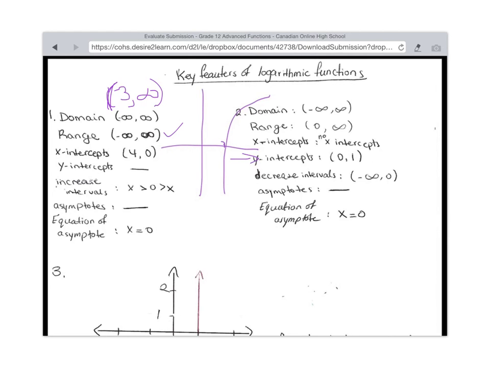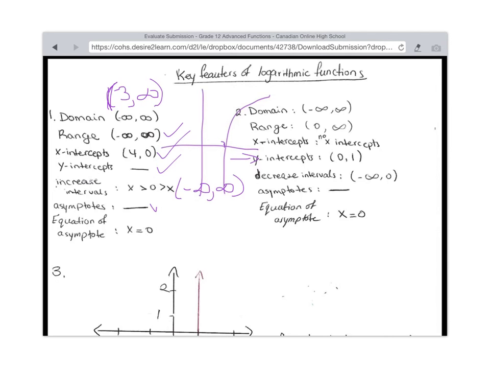The range is correct. You can get any value for the range. Your x-intercept is correct, and your y-intercepts, you're right, there are none. When we're writing the intervals where it's increasing or decreasing, this graph is always increasing, and so we show it in interval notation again with negative infinity to infinity like that.